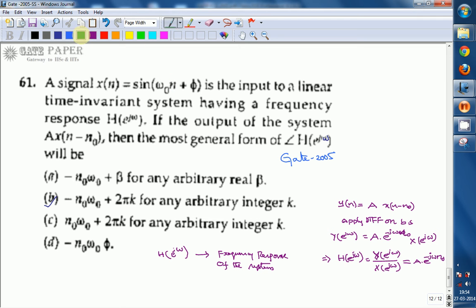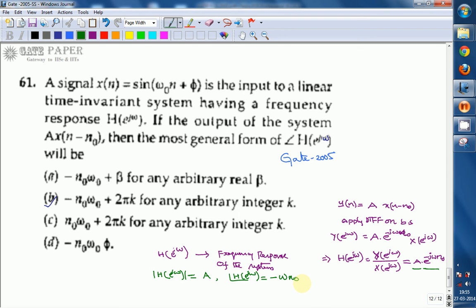Then we can say this gives the magnitude, and from this we can find the phase of the system. So here the magnitude mod H of e power j omega equals A, and the angle of H of e power j omega is equal to minus omega n naught. So we can observe that the phase of the system is minus omega n naught.